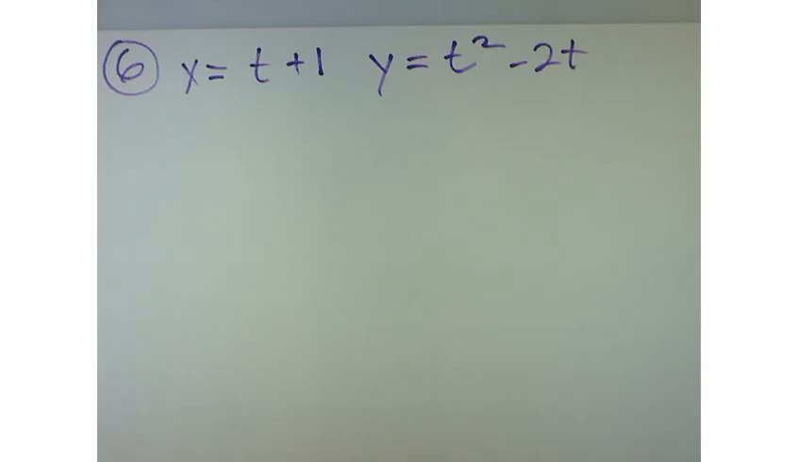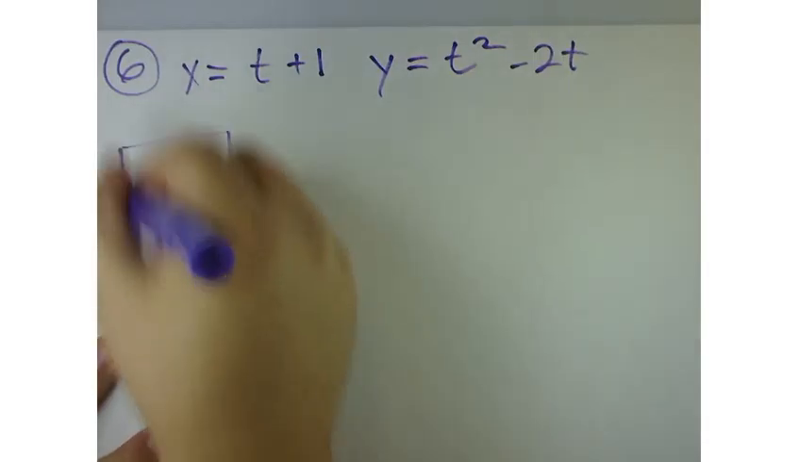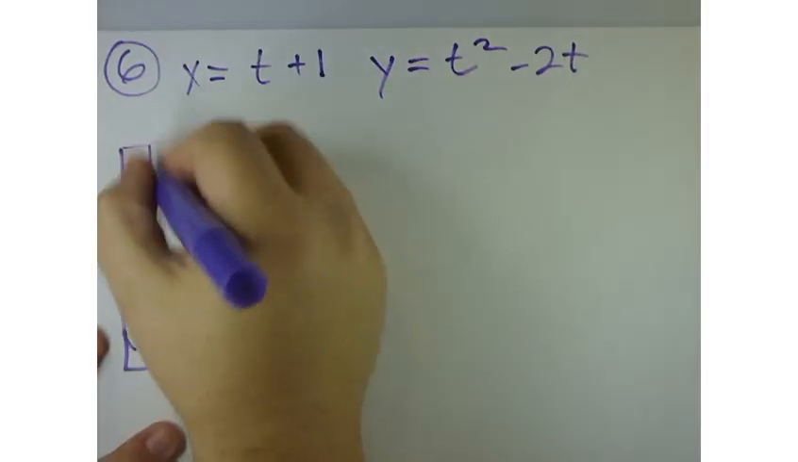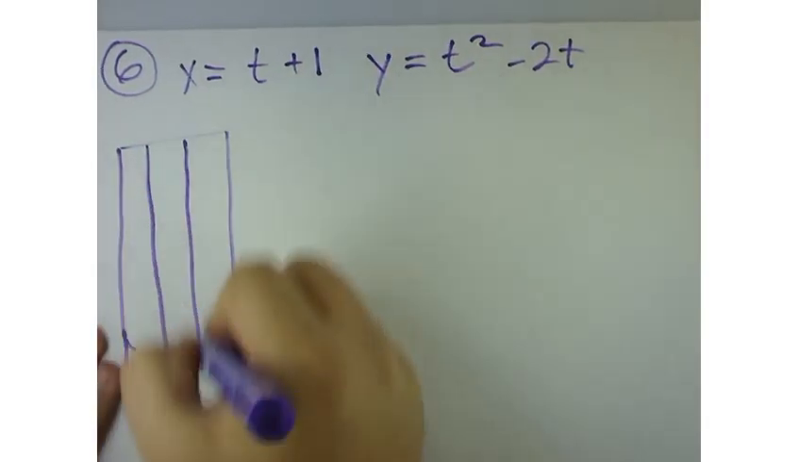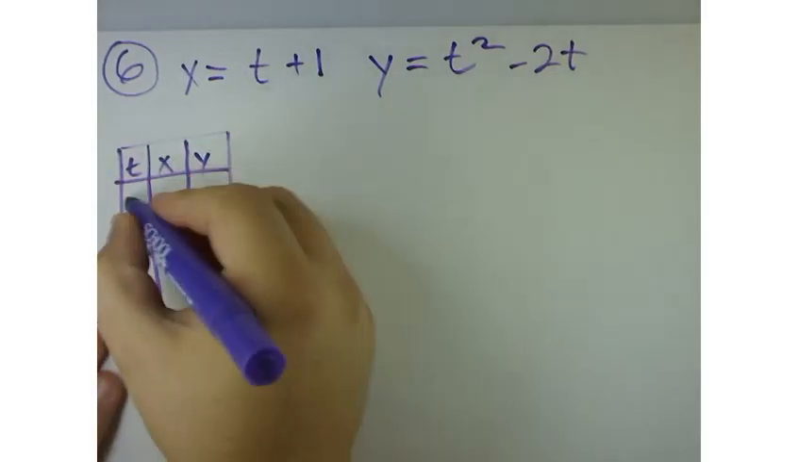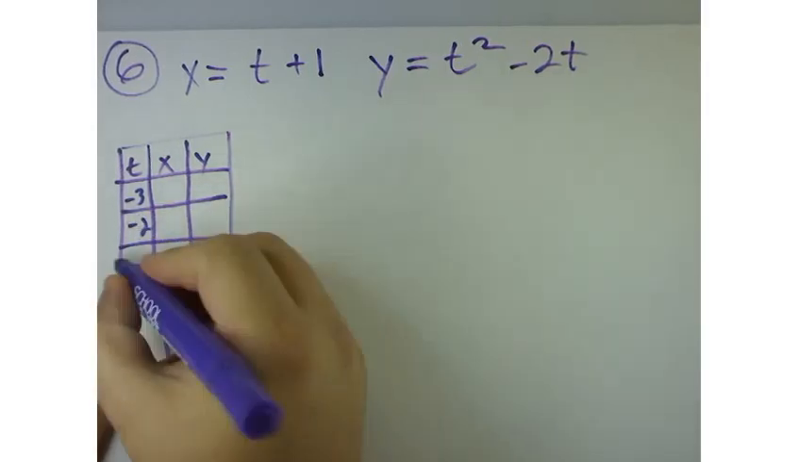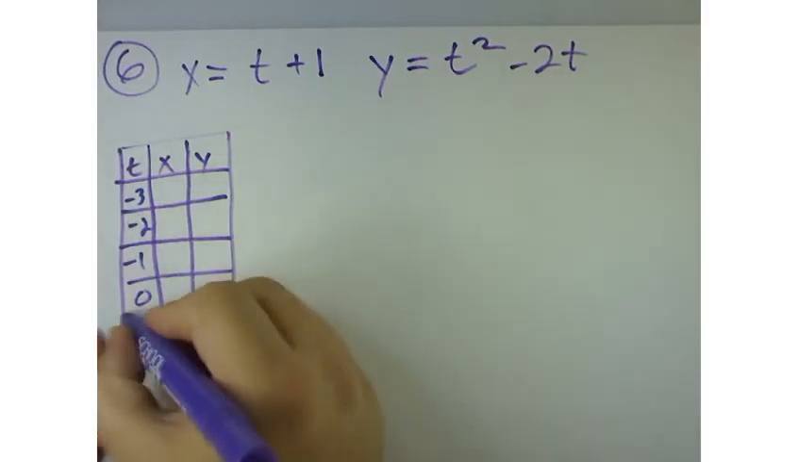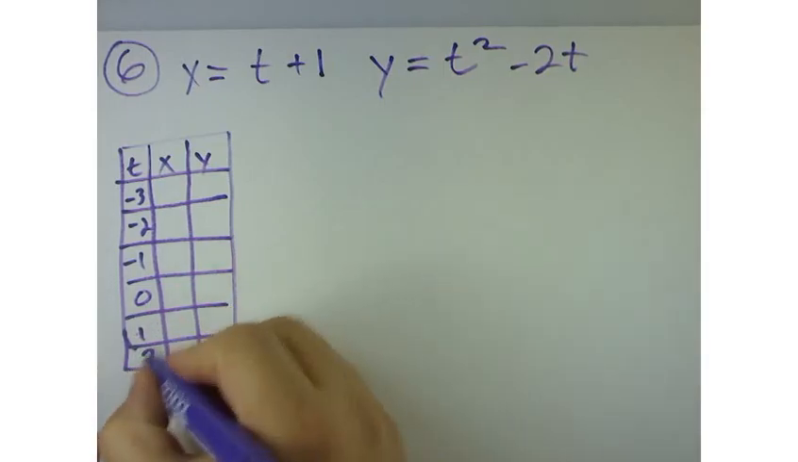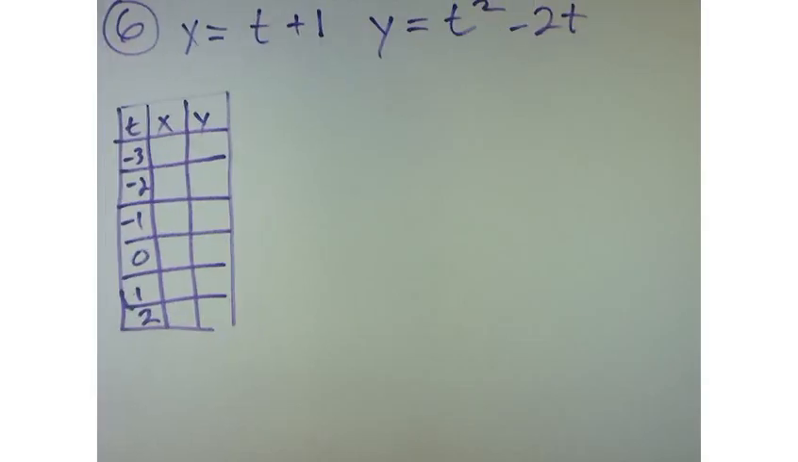For problem number 6, what we're asked to do is evaluate the xy values or create a table of values. The only thing that's different here is that x and y are both dependent on the values for t. Your textbook gave us a bunch of values for t, like -3, -2, -1, 0, 1, and 2, and I think they even gave us 3. I'm not going to do every single one, but how do I figure that out?